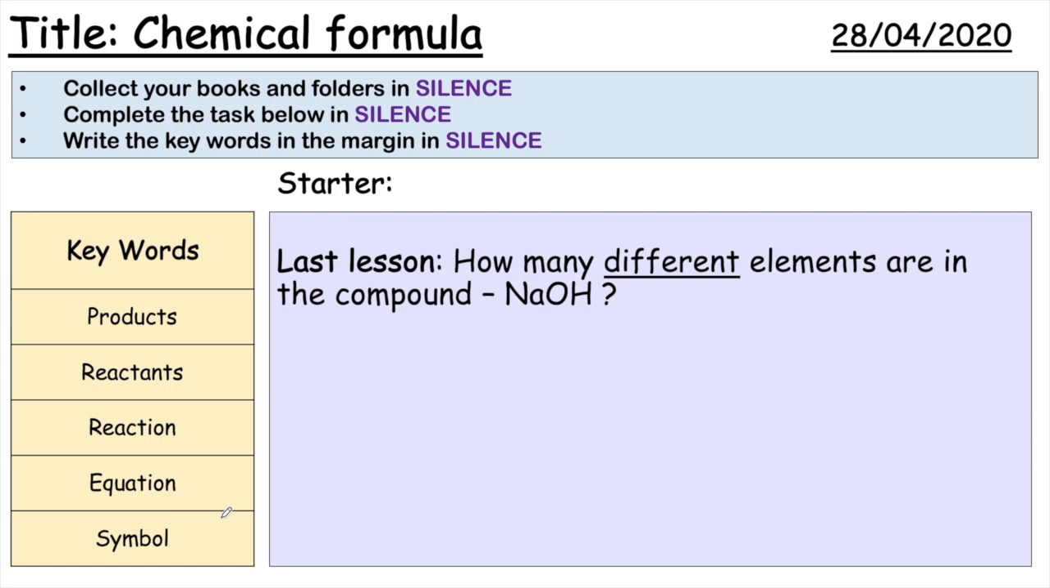Well, if you remember, all we need to do is look for capital letters. So how many have we got? 1, 2, 3. 3 capital letters, 3 elements. That should be quite straightforward.